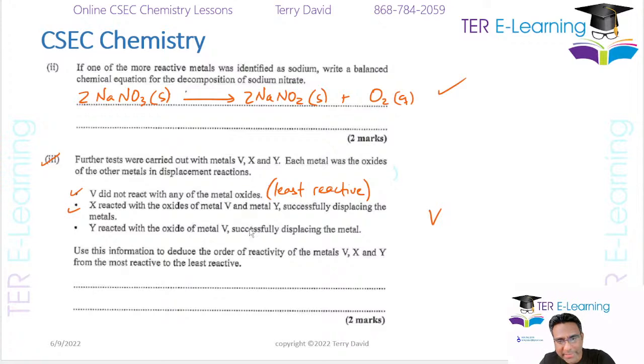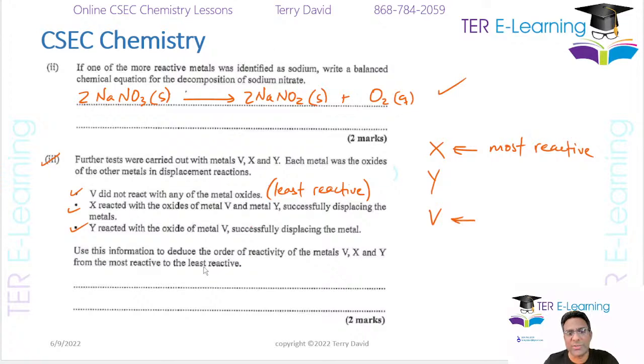And metal Y, successfully displaced any metals. So that is telling me that X is the most reactive. It's higher up in the reactivity series. And the next one here, Y, reacted with the oxide of V, successfully displacing it. So what that means is that Y falls here. So therefore, this here is your most reactive. Right? And we already know that this one here is the least reactive.